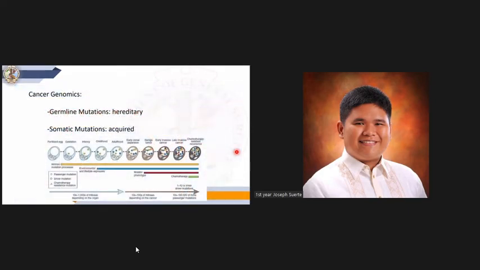So for cancer genomics, or the study of genes, especially those of normal genes versus those that can cause cancer, we have two things that we need to remember here. So our germline mutations and our somatic mutations. Germline mutations are hereditary, so they are passed from parent to child. And as for the somatic mutations, they are acquired.